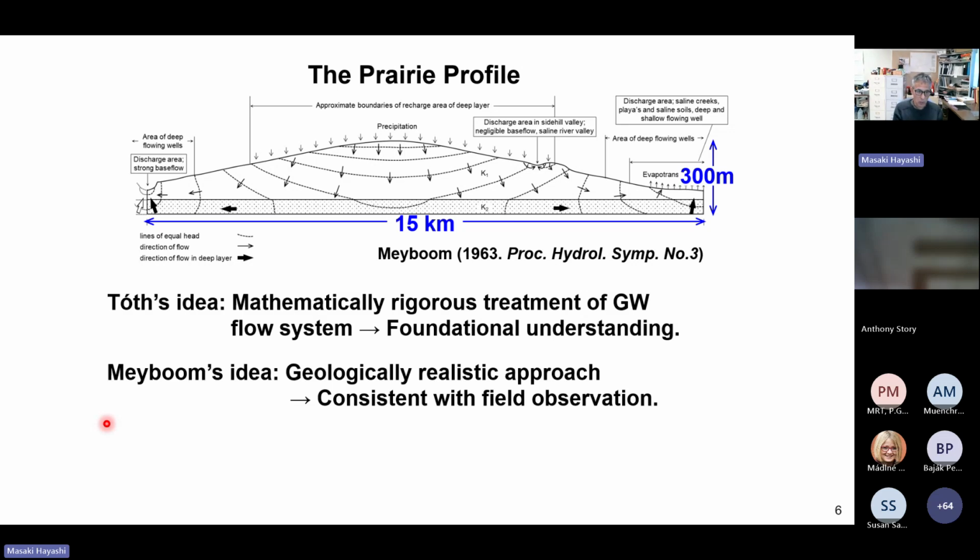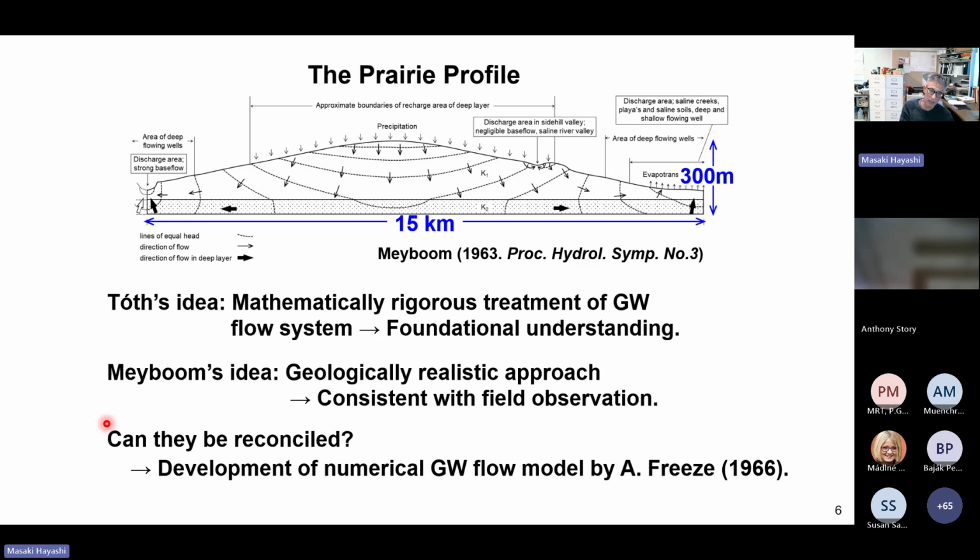Tóth's idea was that we can do a mathematically rigorous treatment of groundwater flow systems using differential equations, which greatly helped fundamental understanding of hydrogeology, and would benefit even today. But Meyboom's idea was that we need to take a geologically realistic approach, which is consistent with the field observations. So the question is, can these two ideas, both valid, be reconciled?